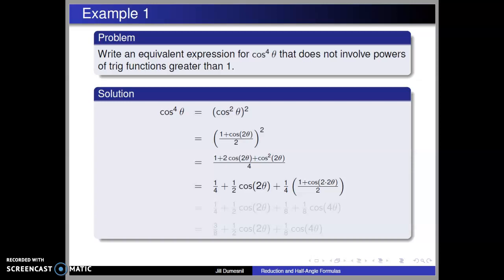We've also separated the expression into the sum of 3 separate fractions. Next, we distribute the 1/4 in the last term, and finally we collect like terms. 1/4 plus 1/8 is 3/8. Now we have an expression equivalent to cosine to the fourth in which the powers on the trig functions do not exceed 1.